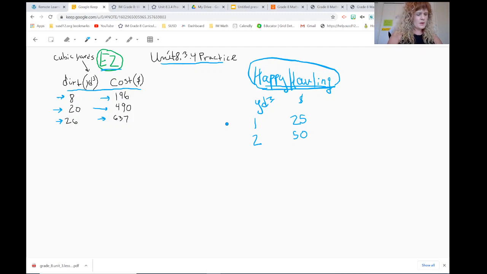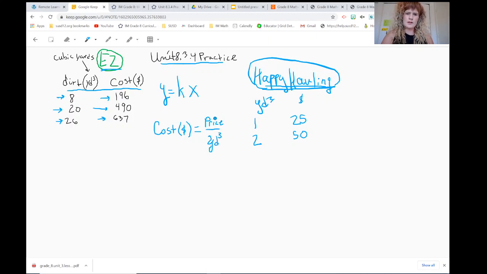The first thing I want to do is recognize that both of these show proportional relationships. Proportional relationships take the form of y equals some constant of proportionality times x. And in this case, I think y represents the cost of hauling the dirt in dollars. The constant of proportionality is going to be the price per cubic yard. Let me write that down. The price per cubic yard. Cubic yard is denoted as yards cubed.